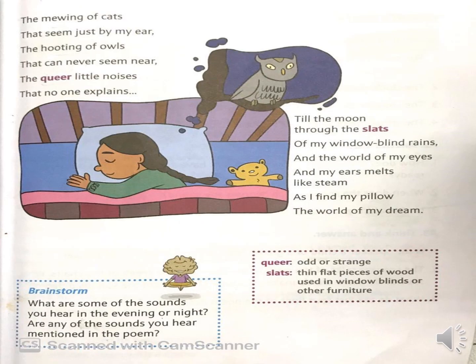Continue reading the poem. Till the moon through the slats of my window blind rains, and the world of my eyes and my ears melts like steam, as I find my pillow, the world of my dream. Well, children, what's the meaning of the word slats here? It's nothing but thin, flat pieces of wood used in window blinds or other furniture. Children, you can see the picture here. The speaker is actually going to bed, isn't it? She's sleeping in the picture.